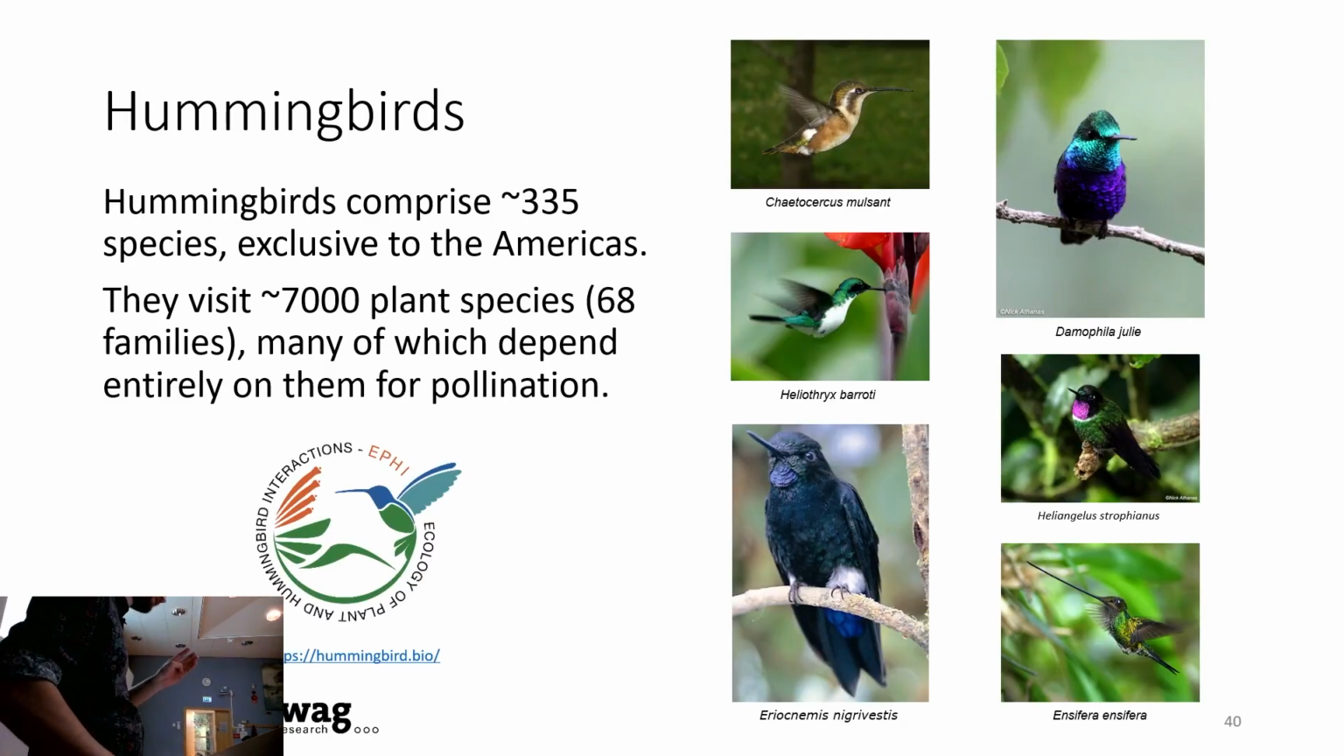A brief introduction about hummingbirds. You probably know what I'm talking about. Hummingbirds are a fairly diverse bird group that live exclusively in the Americas, and they visit around 7,000 plant species in 68 families, many of which they entirely depend on. They're a classic textbook example of coevolution, because plants that evolve hummingbird pollination tend to evolve anti-insect pollination traits. They tend to exclude the bees that would have ancestrally pollinated the genus or family of plants, and rely only on hummingbirds. So they are good study systems for studying, for instance, the matching of traits between the flowers and the pollinator.